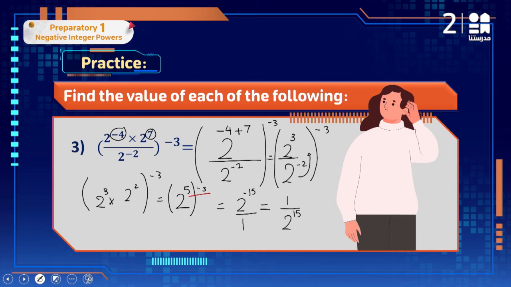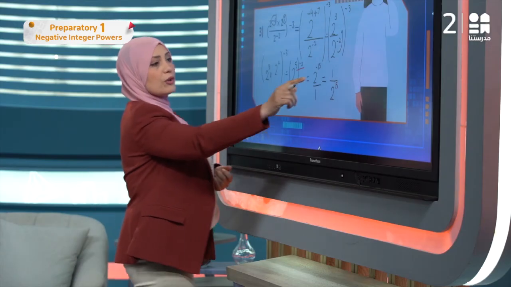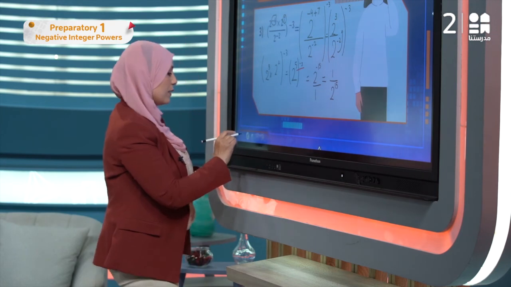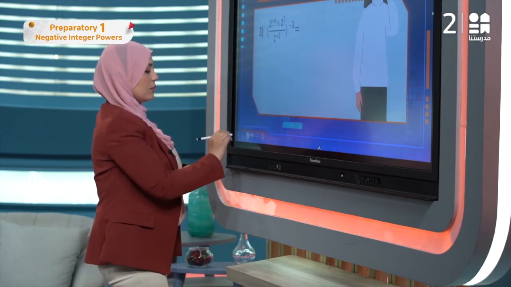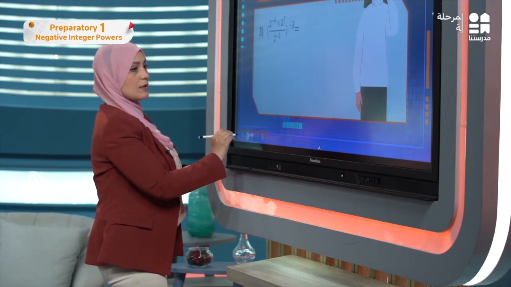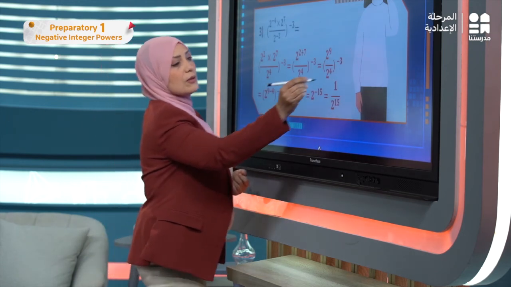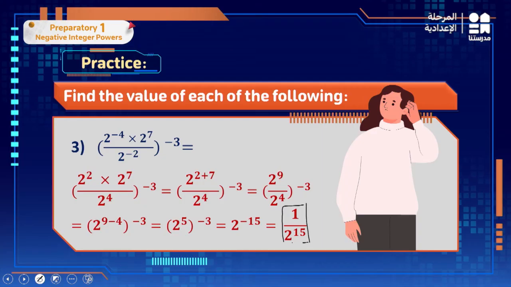We got the same answer. Let's return back to it. So don't forget it, it's 1 over 2 to the power of 15. We got the same answer, 1 over 2 to the power of 15. So it's up to you to do it by any way of them.